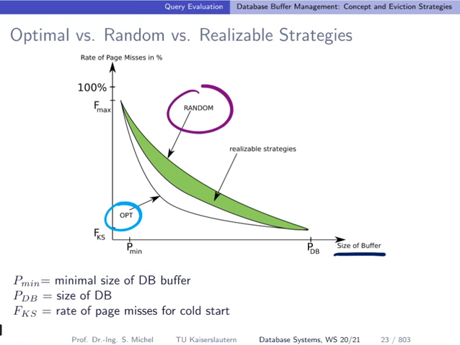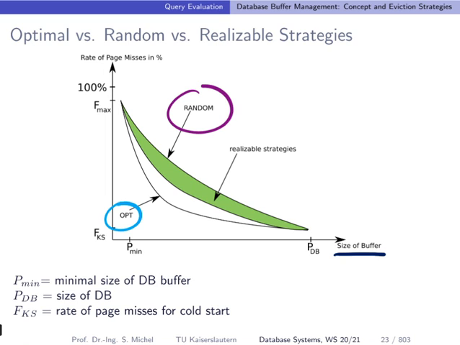Okay, back to this illustration. So the optimal one we cannot really realize because we cannot look into the future. Random is not very good. And this green shaded area here depicts the realizable strategies. And the strategies we will investigate in the next slides are of course realizable because we can implement them. And they have of course some downsides and some benefits depending on the strategy. We will have a look later on.